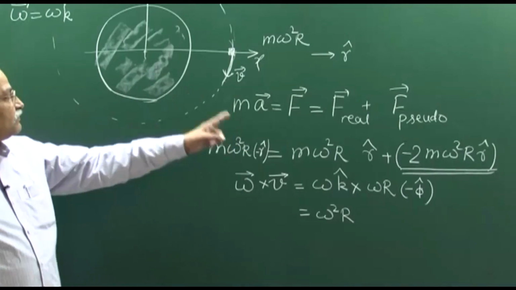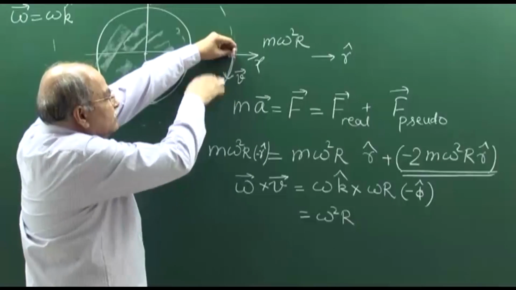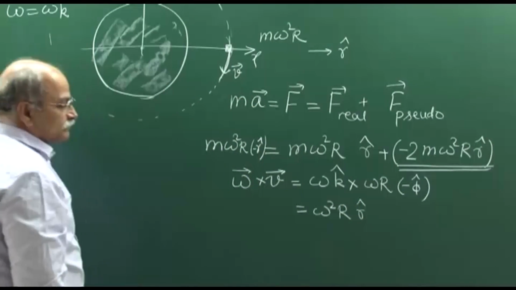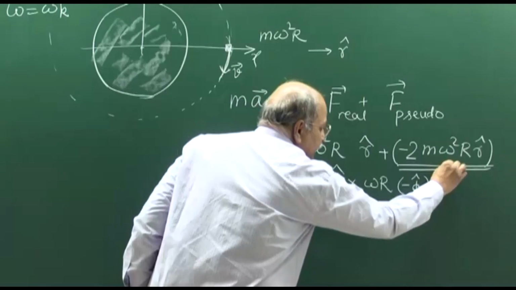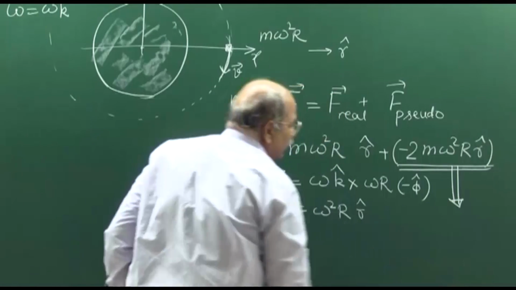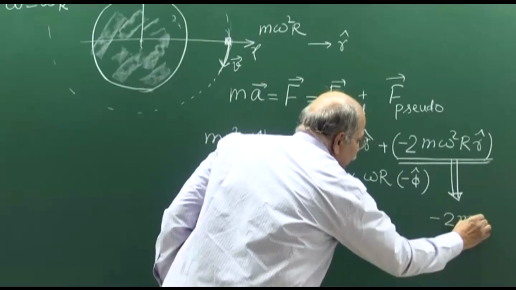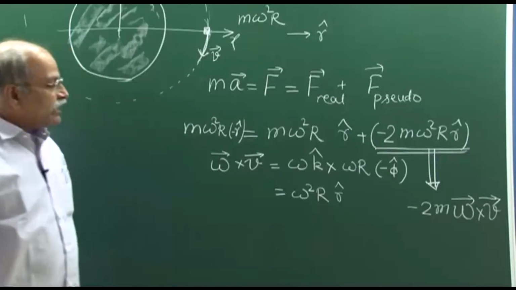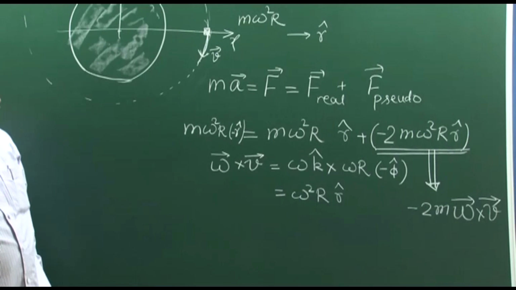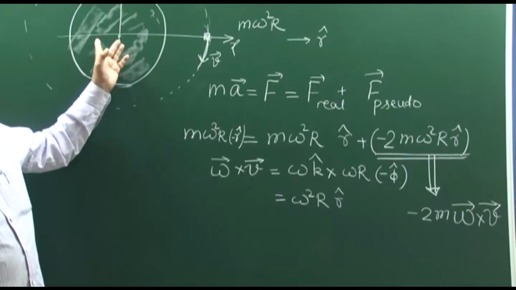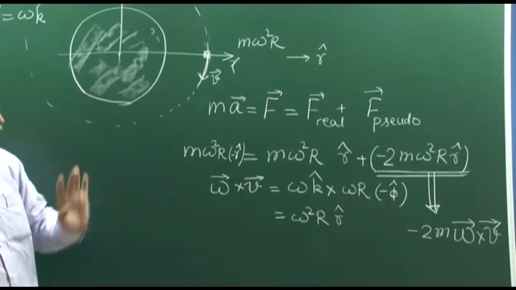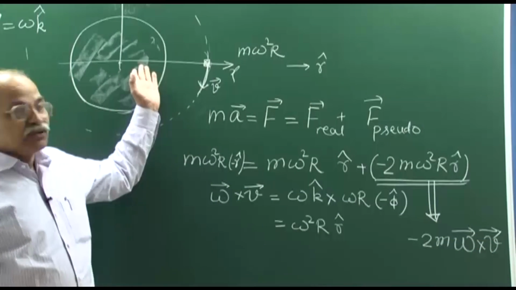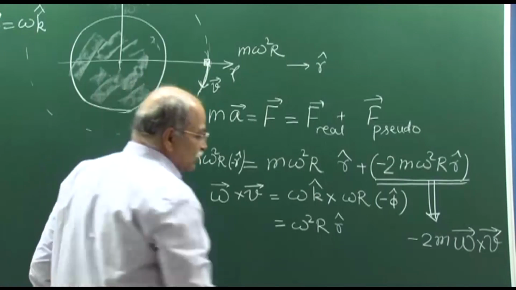And what is the direction of this vector? This omega vector is in this direction, v vector is in this direction, omega cross v will be in r cap direction. So, this term here, this yet another pseudo force, I can write as minus 2 m omega cross v. M is the mass of the particle, omega is the angular velocity of this rotating frame. Remember, I have to take the direction also into account, and then the cross product with velocity. This is the velocity of the particle with respect to this rotating frame, and this term is called Coriolis force.